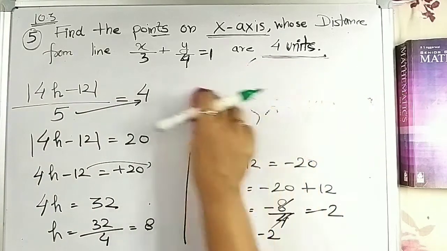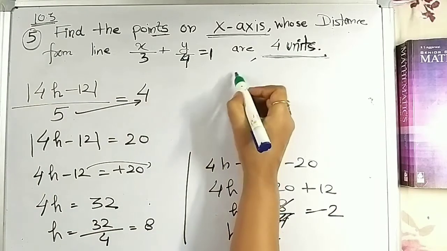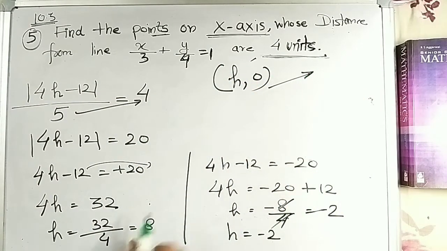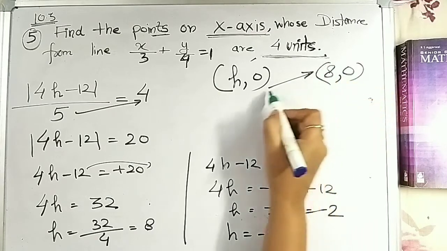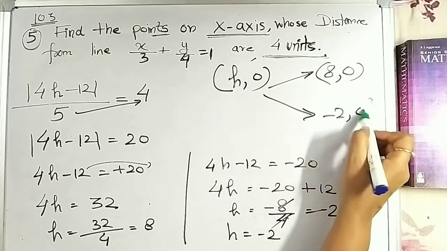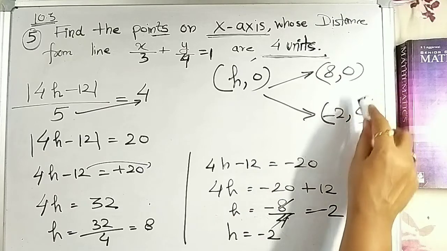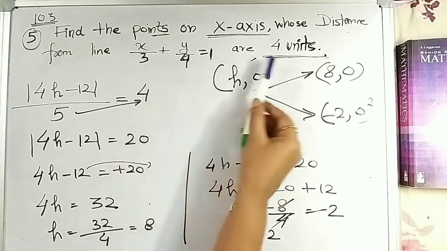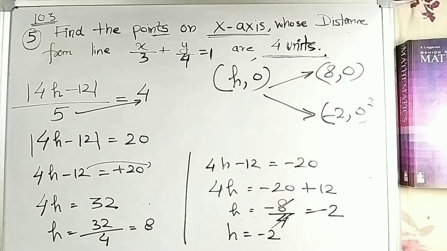That means the point that I had assumed was h comma 0. So there are two possible points. Either it was 8 comma 0 or it was minus 2 comma 0. So these are the 2 points from where the distance of this line is 4 units. So this was answer 5.